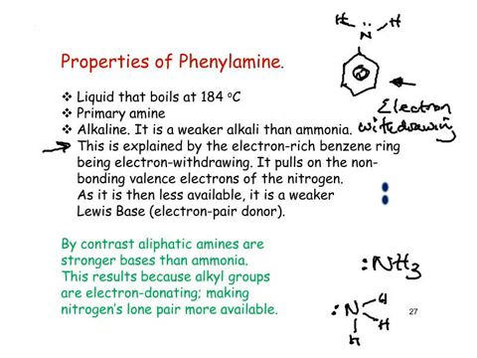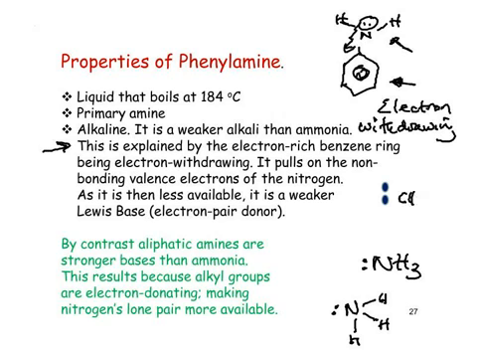Now, what makes this and ammonia alkaline is best seen according to the Lewis theory. According to the Lewis theory of acids and bases, a Lewis base is a lone pair donator. And it's this lone pair that can be donated and accept a proton that makes it a base. The more available that lone pair on the nitrogen is, the stronger it will act as a base. In the case of phenylamine here, because the benzene ring is electron-rich, it tends to pull on this, making it less available and a weaker base.